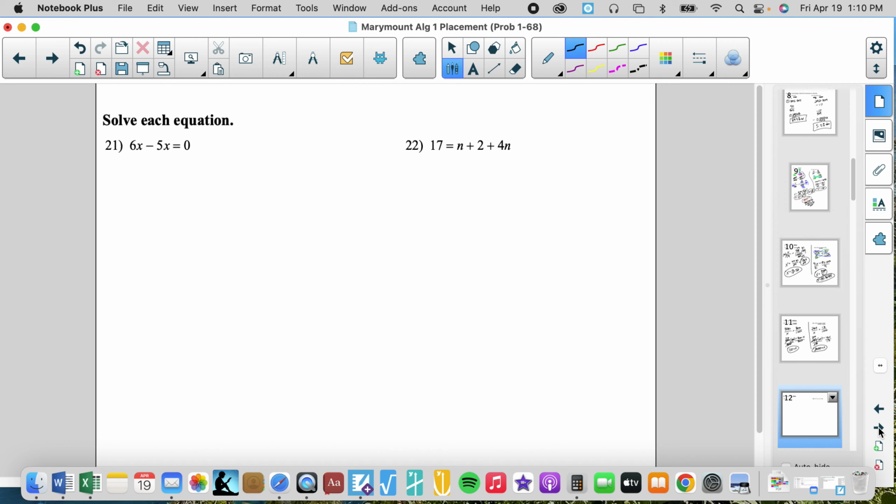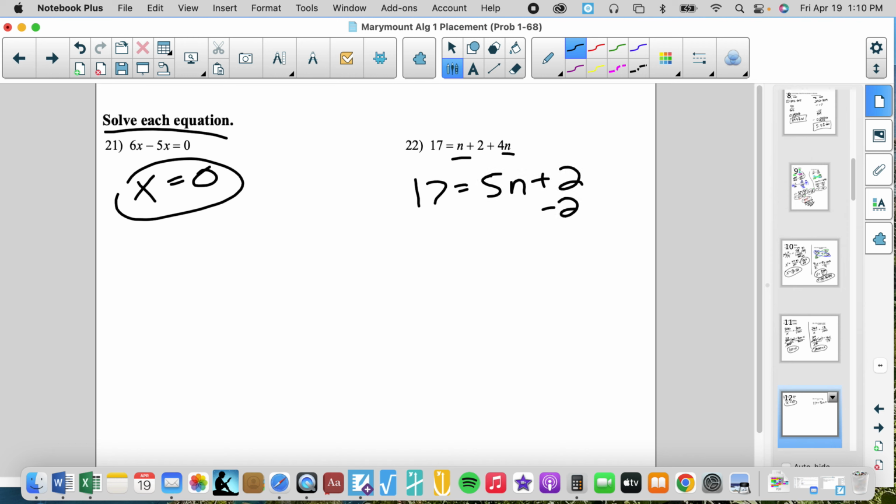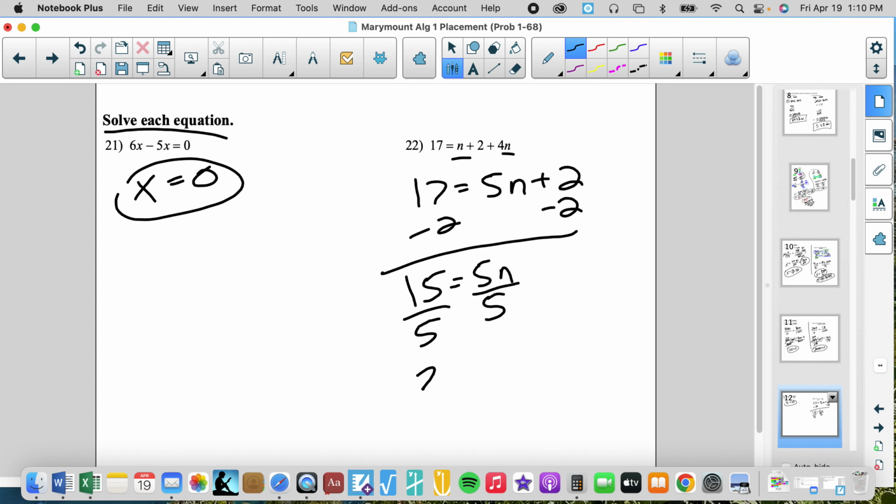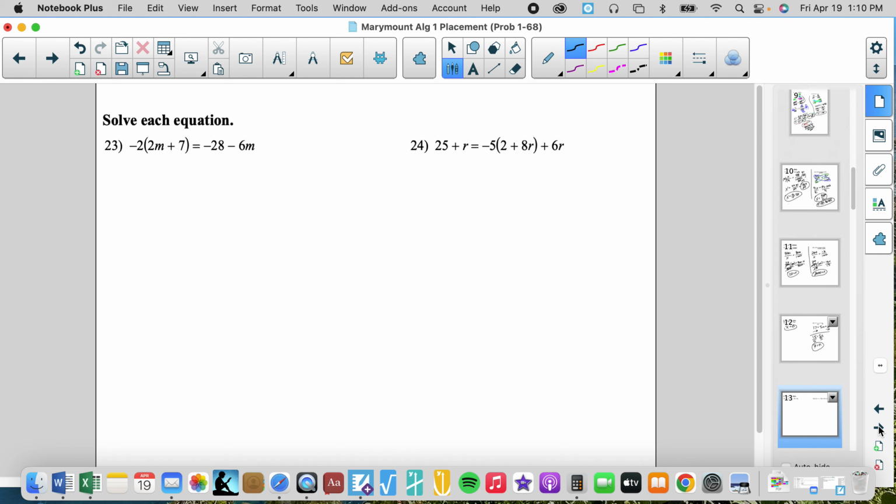Those are great questions. Now we're going to solve. Let's simplify first. Combine like terms. Now we're going to isolate. Get rid of the things being added and subtracted first. Then we're going to divide, and we get 3 equals n. If you have the time, plug it back in and check your solution if you want.